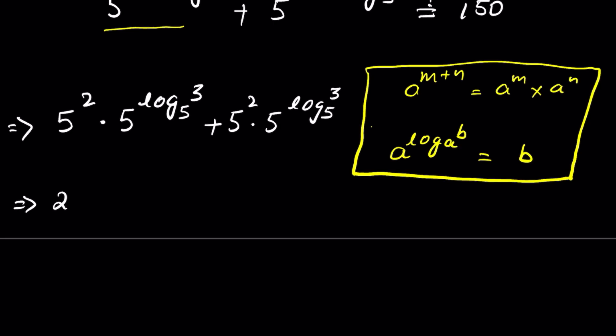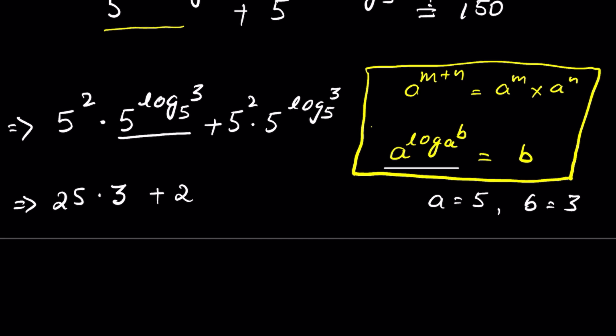5 square is 25, and the value of 5 to the power log 3 with base 5 will be 3, because here a is equal to 5 and b is equal to 3. So this is in the form of a to the power log b with base a. So answer will be 25 times 3 plus 25 times 3.